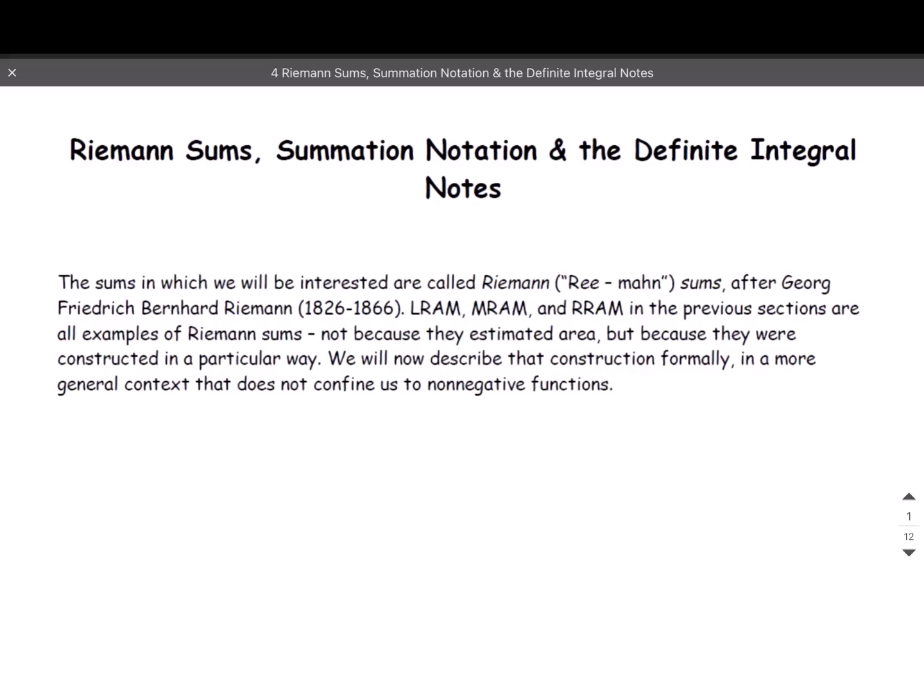Hi guys. Alright, today we're going to learn about Riemann sums, summation notation, and the definite integral. So the sums in which we'll be interested are called Riemann sums, named after George Frederick Bernard Riemann. LRAM, MRAM, and RRAM that we've already learned are all examples of Riemann sums, not because they estimated area, but because they were made in a certain way. We're now going to describe the construction formally of how you can make a Riemann sum.